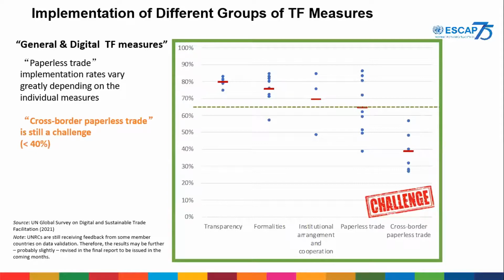If we look at the implementation of different groups of TF measures, you can see quite clearly that cross-border paperless trade is a challenge. This is quite natural in a way, because even if a country is equipped and available for cross-border data exchange, unless the partner countries are ready and the systems are interoperable, the data and documents cannot be exchanged. This is why there are regional, sub-regional, and global efforts on interoperability and cross-border data exchange, enhancing the capacity of partner countries as well.